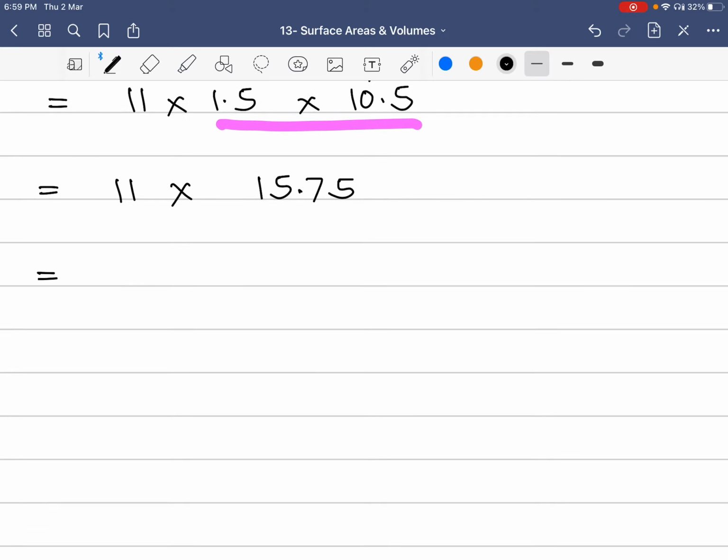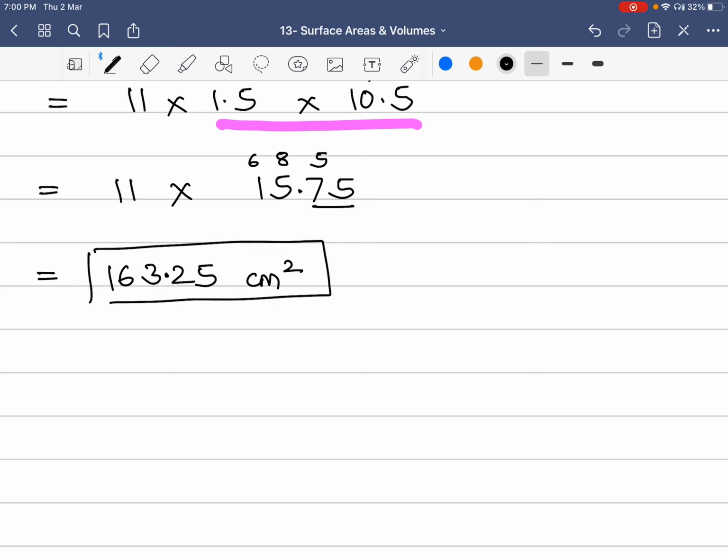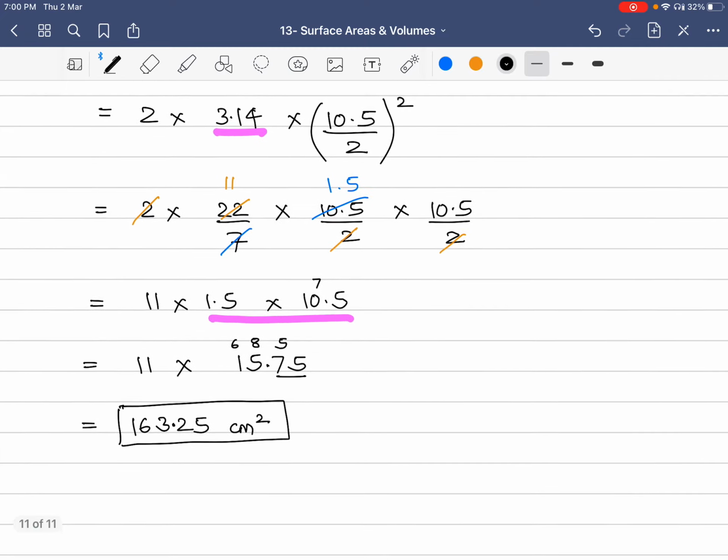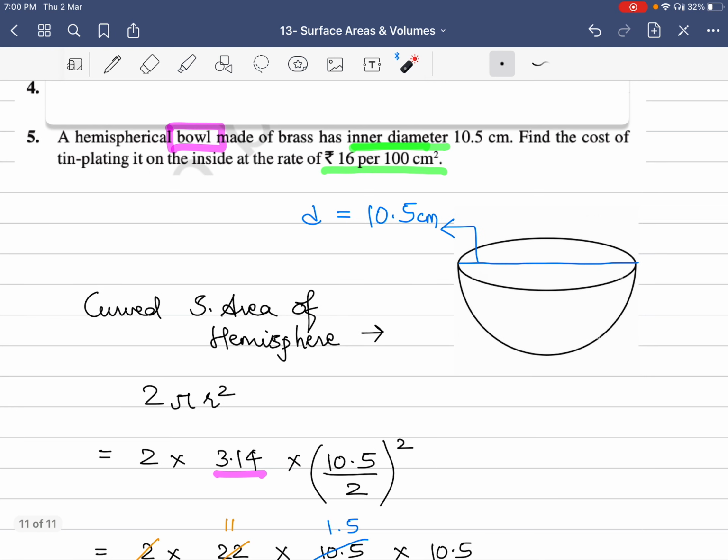Now multiplication by 11: 11 fives are 55, 5 and carry 5, 11 sevens are 77 and 5, that is 82. So 2 and carry 8, 11 fives are 55 and 8, that is 63. So 3 and carry 6, 11 ones are 11 and 6 is 17. And these 2 decimals, so this is centimeter square. So 173.25 centimeter square is the curved surface area of this hemisphere, which will be the area required for this tin plating on the inside.